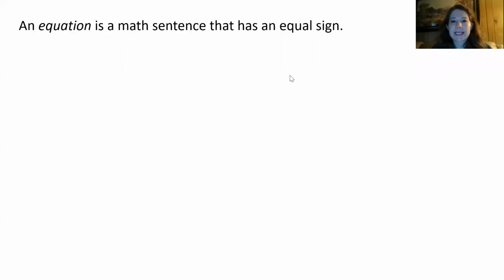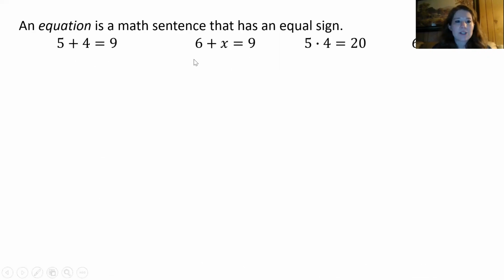Hello, ladies and gentlemen. We are starting a new unit on solving equations and inequalities. So what is an equation in math? Well, it's simply a math sentence that has an equal sign. For example, 5 plus 4 equals 9. That has an equal sign, so that's an equation.